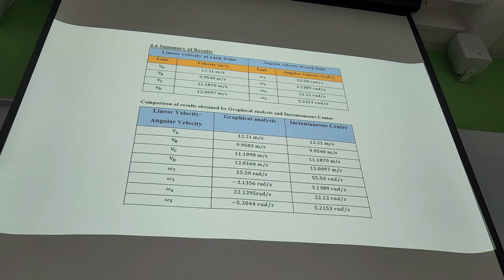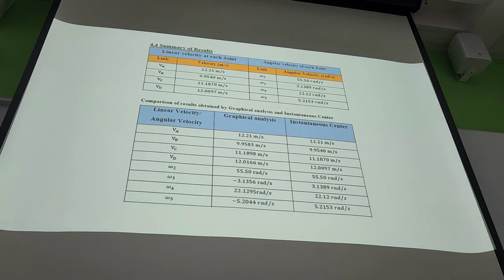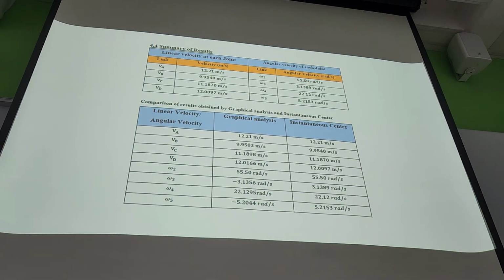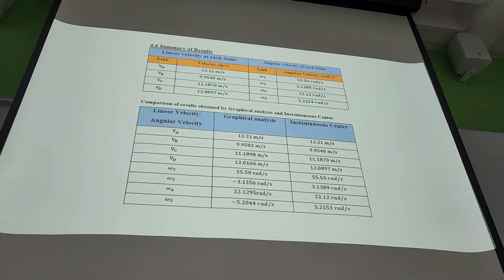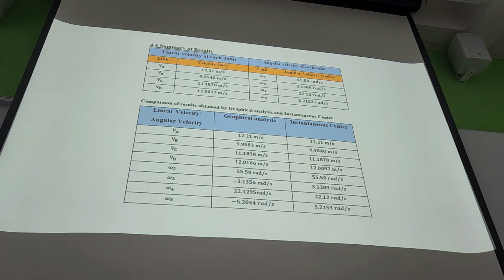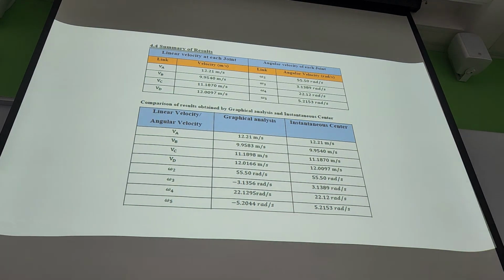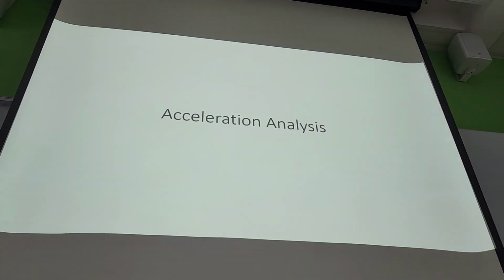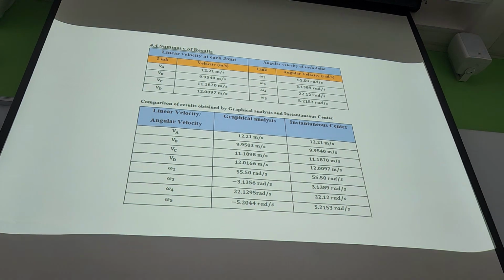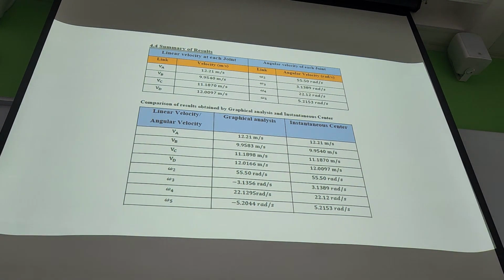Omega 2 is given in RPM, so you have to always convert the RPM into radians per second, because for calculation purposes, the unit should be in radians per second. So this is part 4 of your assignment, because part 4 of assignment 1 is the velocity analysis by IC method.